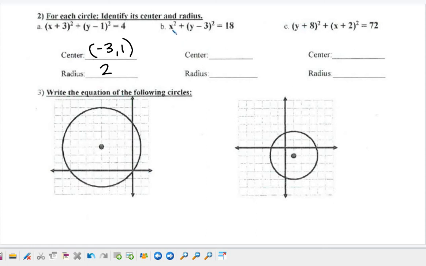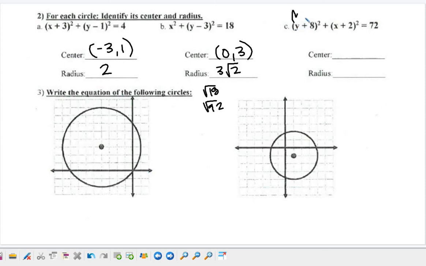Center. Now what happens here? There's nothing with x. What does that mean? Does that mean there's no x coordinate? Of course not. We know that if there's nothing there, there's a 0, right? So x plus 0, we don't write x plus 0, so we would just put 0, 3. And the square root of 18, do not write the square root of 18. You know how to simplify a radical. So that would be 9 times 2, which would be 3 square roots of 2.